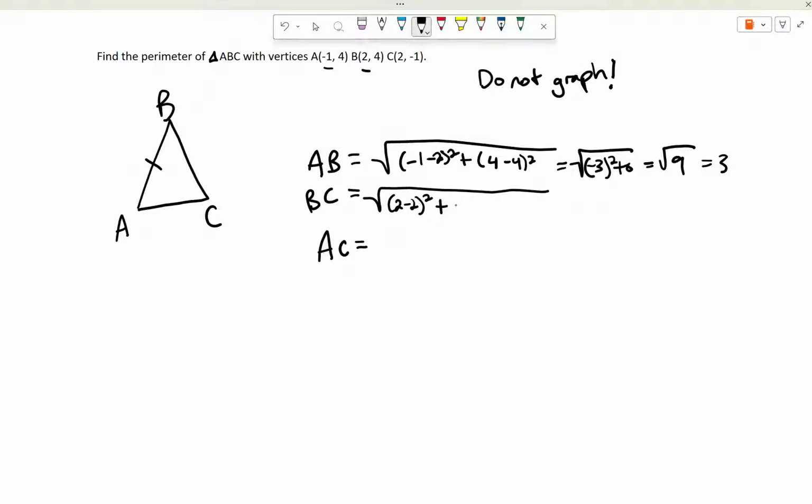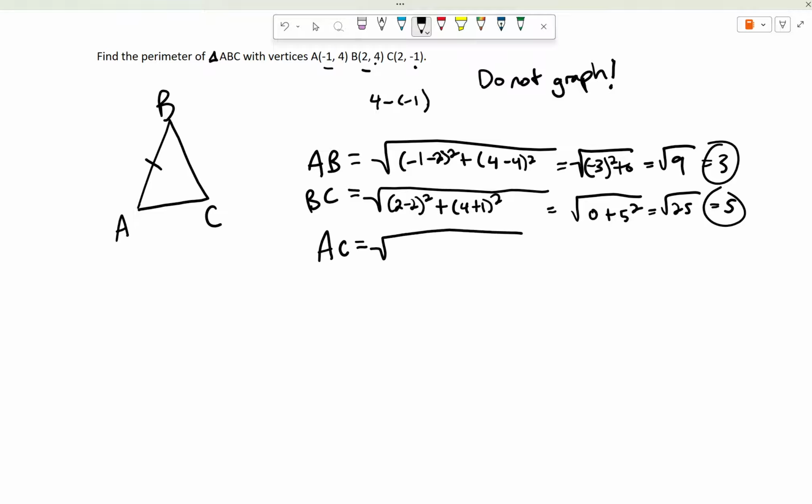2 minus 2 squared, okay? And we have 4 minus 1 squared, right? Because that's what's going to happen with these guys. The y, the 4 and the 1, it's going to be 4 minus the negative 1, the minus is going to become this plus. And then 2 minus 2, 0 squared, which is 0, plus 4 plus 1, which is 5 squared. Okay, so it's going to be a rad 25. Square root of 25 is 5. All right, so I have 3, I have 5.